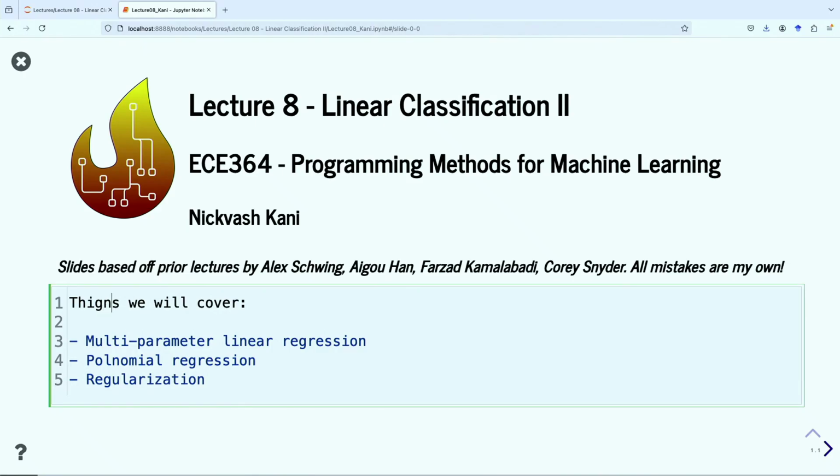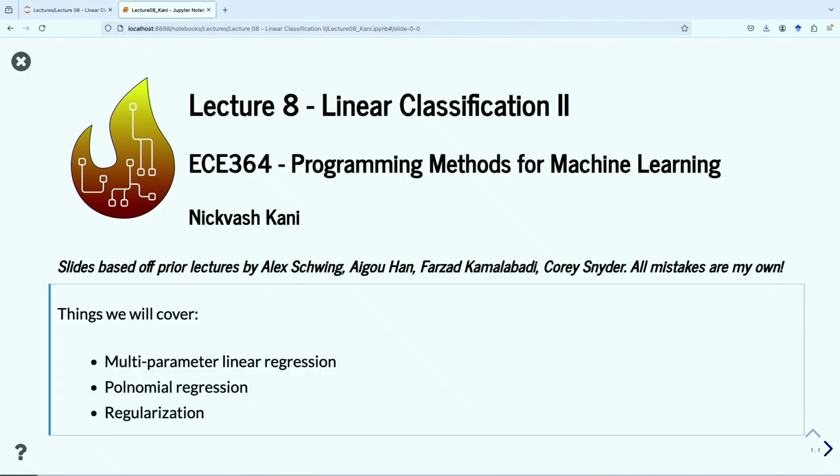One day, man, I wish they made a spell check for Jupyter notebooks. Well, they probably do. I should see if I could add that.